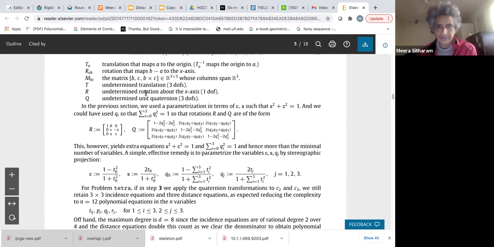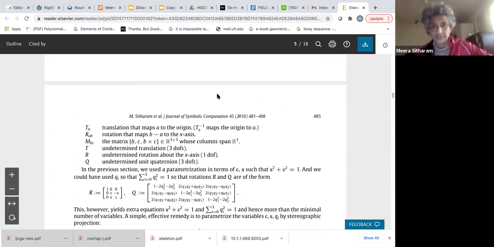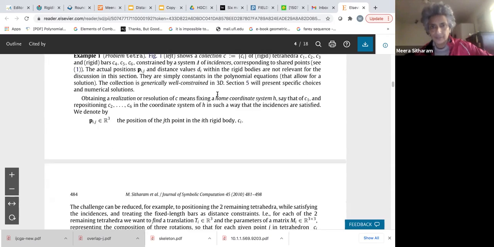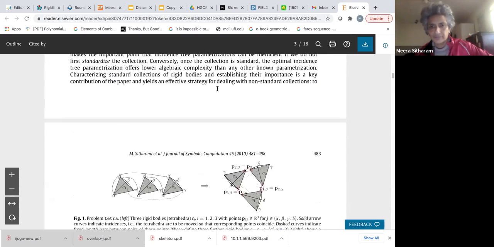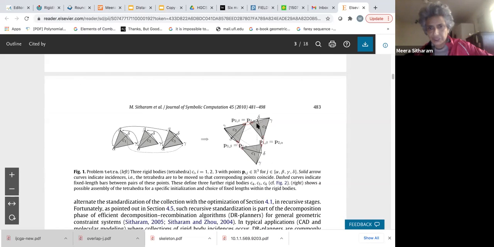These are the rational quaternion-based parameterizations. MBC is the matrix whose columns span R3, so basically B, C, B cross C. And T is the undetermined translation that we're trying to find. R is the undetermined rotation about the x-axis, 1 degree of freedom. If you go here, we're trying to find the rotation about this central triangle for these three. That's an unknown rotation, so that's R.